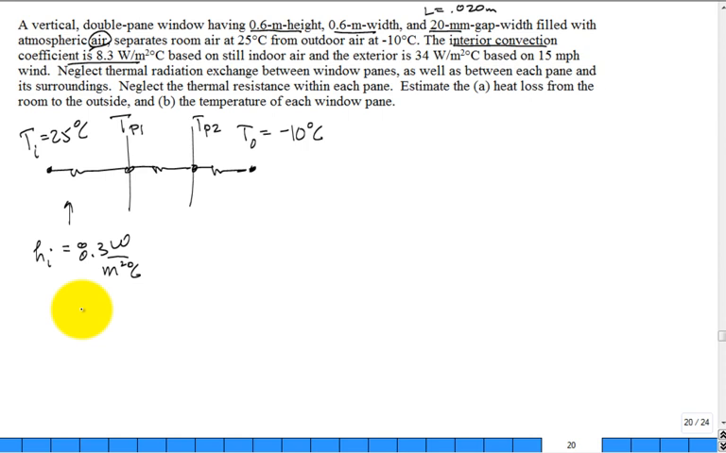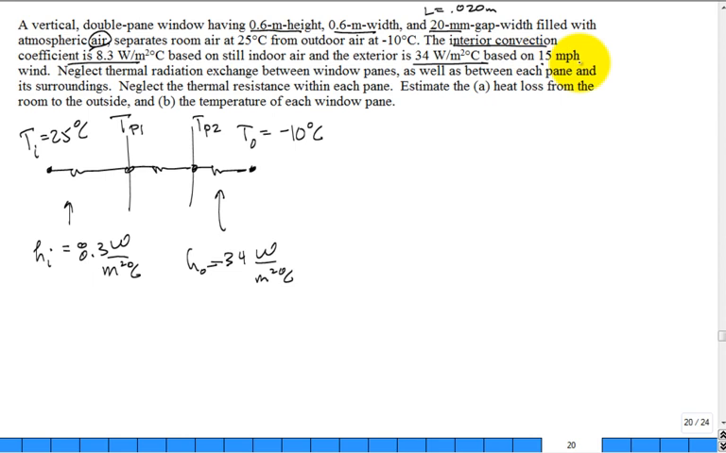Well, it was first in BTUs per hour, foot squared degree F, and now they had to convert over and they want to be consistent. Otherwise, they would have probably rounded it off to 9. But anyway, and then for the outside, exterior, 34 watts per meter squared degree C. That's the h on the outside.